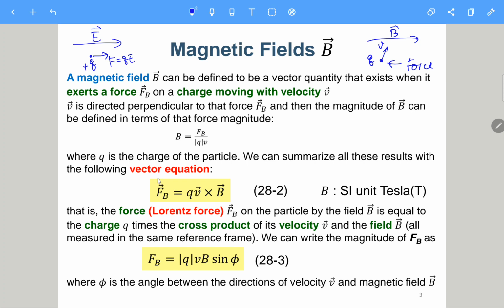And of course, simply speaking, the direction of FB should be perpendicular to both V and B. And we will talk more about that in a few pages later. So this force is called the Lorentz force on the particle by the field. It is equal to the charge Q times the cross product of the velocity and the field B.